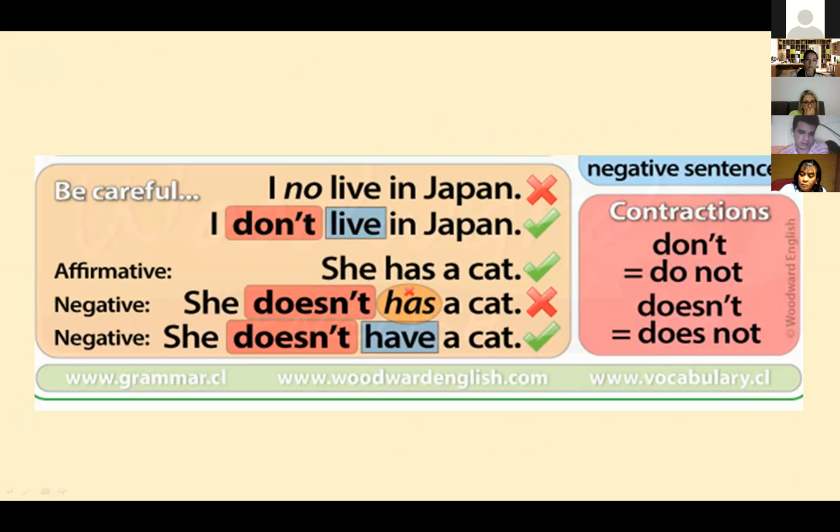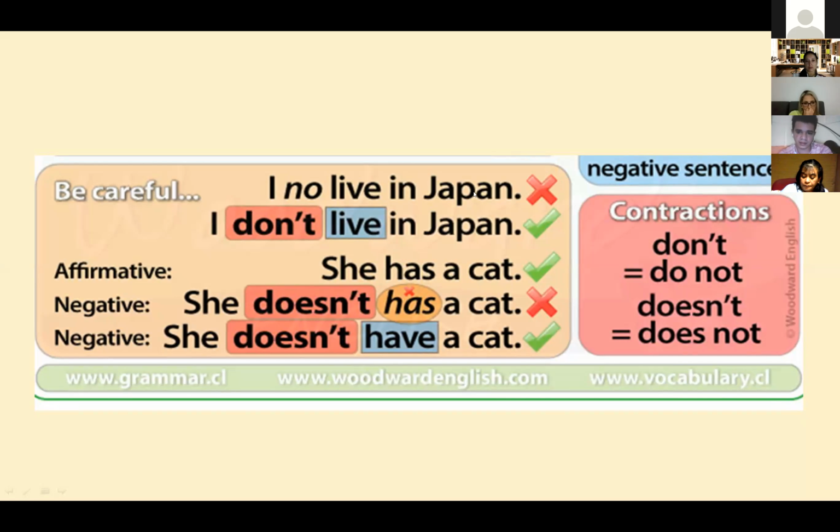Affirmative, she has a cat. Negative, she doesn't have a cat. That's right. Yes. Thank you, Eric. Look at the contractions. Don't is the contraction for do not. And doesn't is the contraction for does not.